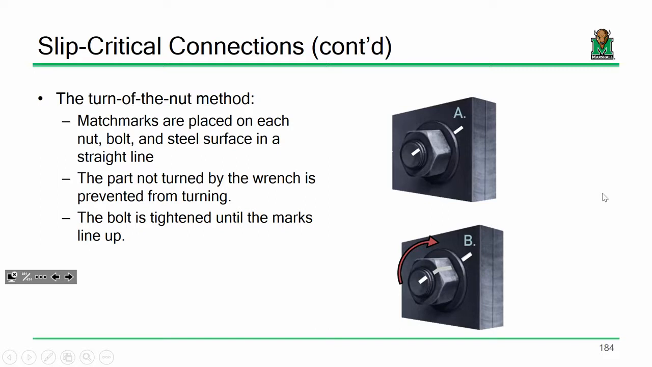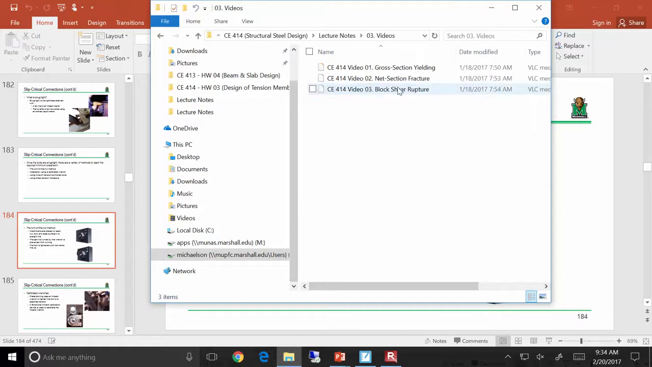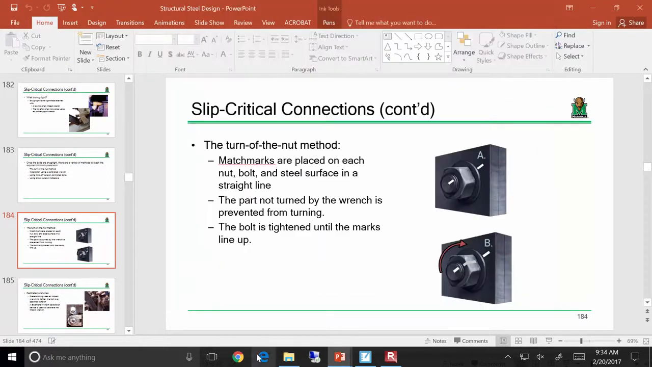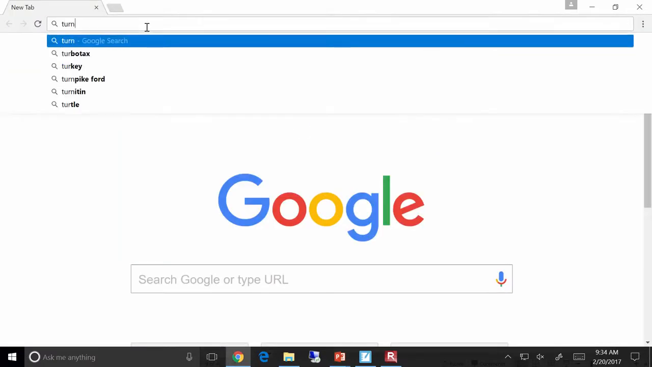All right, let me show you this turn of the nut methodology. I have a slide on it, but I think the easiest way is to show the video. Let me see if I've got this video. I do not. I think it's on YouTube. I will try and find it, and if I can't find it, we'll just move on.